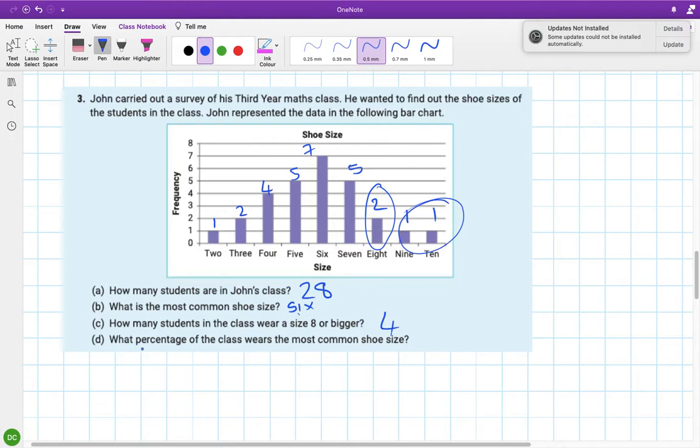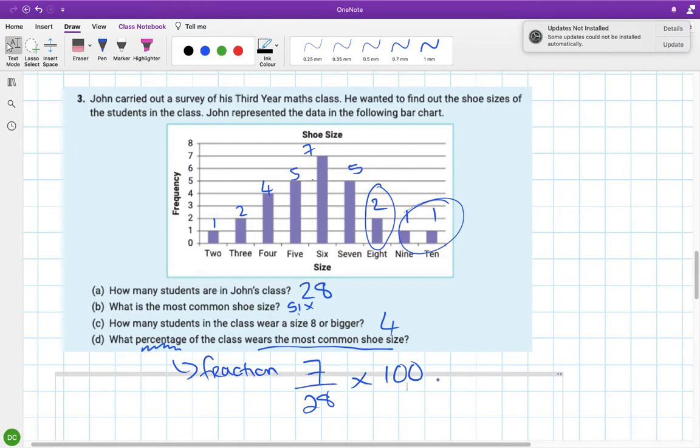What percentage of the class wears the most common size? Okay, so I think we said this before. When you're doing a percentage, you have to start with a fraction. What you've been asked about here is wearing the most common size. So how many people? 7 people were the most common size out of a total of 28 people. So that's fine, that's a fraction. To make a fraction a percentage, you multiply it by 100. So 7 over 28 multiplied by 100 is 25%.